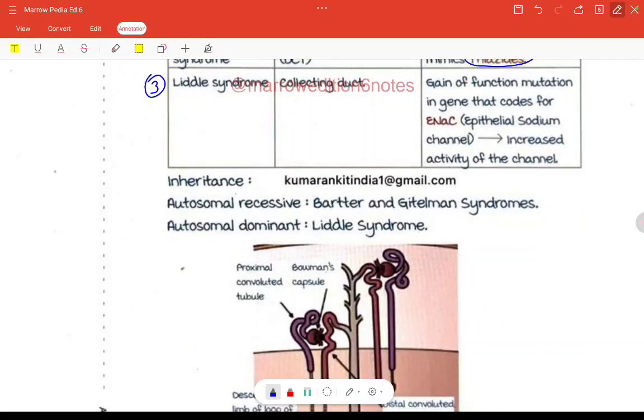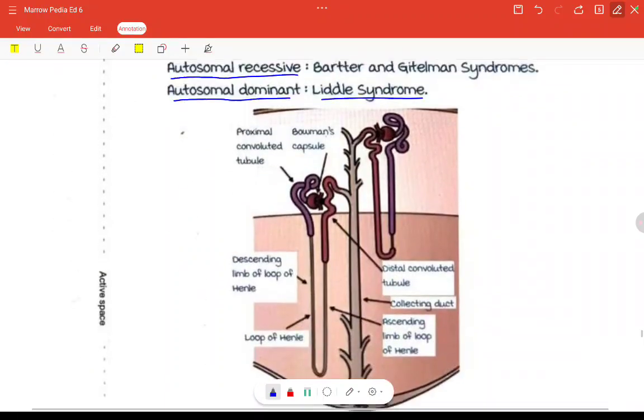Inheritance: autosomal recessive, that is Bartter and Gitelman syndrome. They are both autosomal recessive, and autosomal dominant is only Liddle syndrome. There's a trick to remember: Liddle rhymes with little, and whoever is little dominates. Like little children always dominate. They always make others do the things they want, the way they want, right?